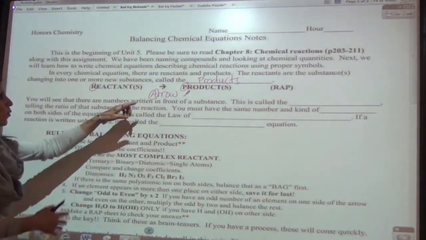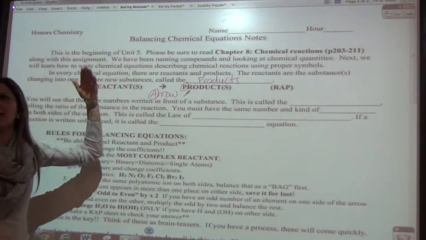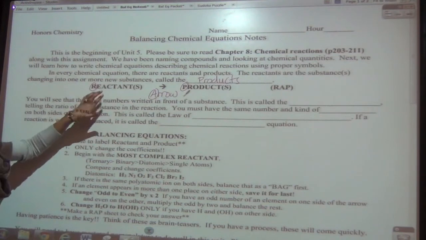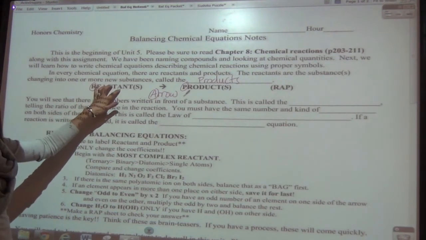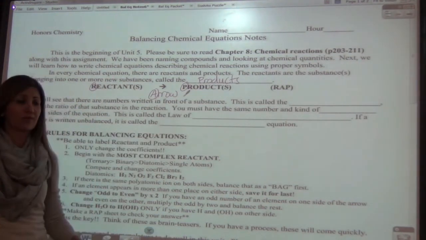So you'll have different words for this arrow, and you'll get used to it as you see more and more problems. But just make sure that you remember that the reactants are what you start with and the products are what you end with. Okay?